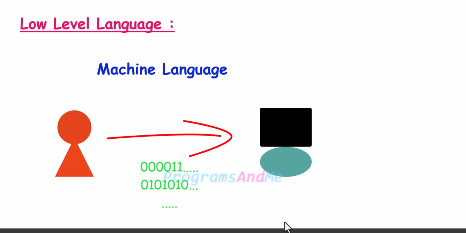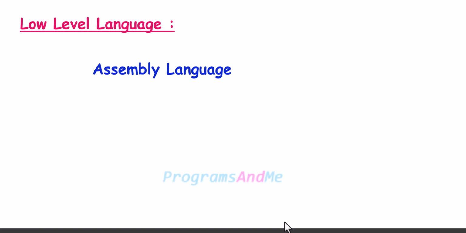But for programmers, understanding instructions written in zeros and ones is quite difficult. And also finding an error in that series of zeros and ones is difficult. So we can say machine language is computer friendly and it is not so friendly for programmers. Next, let's talk about assembly language.